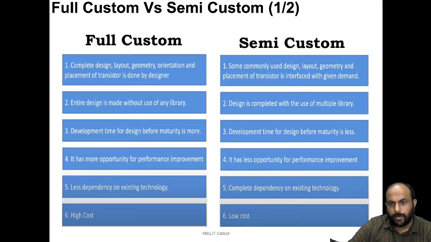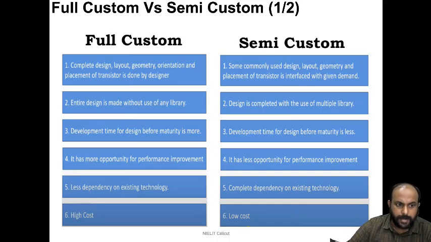So if you quickly try to compare these two designs, they differ not only in the way it is used but in the case of performance also. The full custom, for example, in the case of full custom, as I already told, the complete design, layout, geometry, orientation, and the placement of the transistor, the whole stuff is done by the design engineer. Okay, whereas in the case of semi-custom, the commonly used design, layout, geometry, placement of transistors are inferred from the standard cell array, and the interconnections are given based on demand.